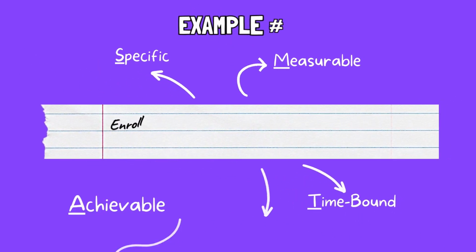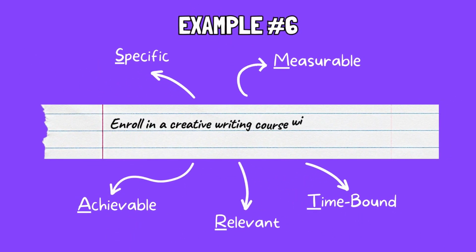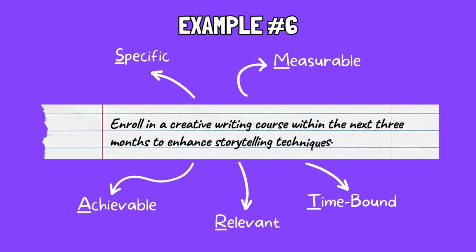Lastly, Example 6 is to enroll in a creative writing course within the next 3 months to enhance storytelling techniques. This goal focuses on continuous improvement and gaining new skills to refine the craft of writing.